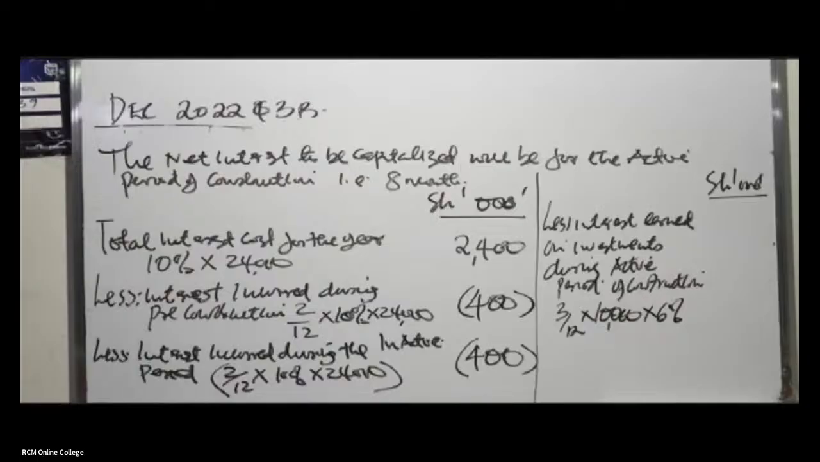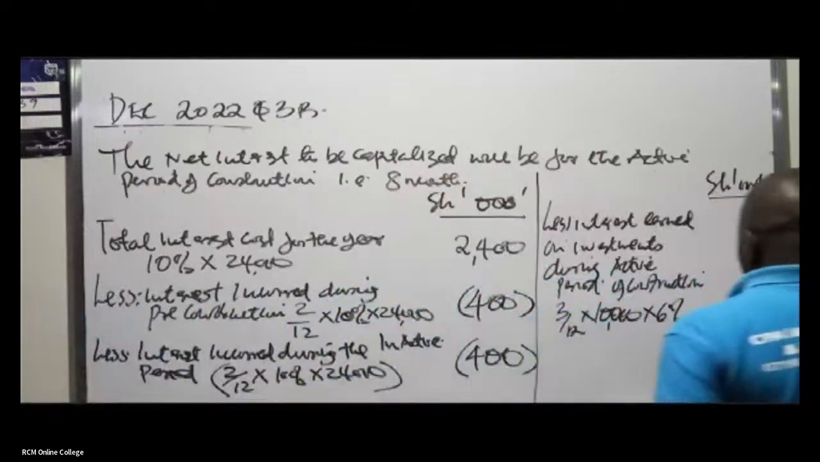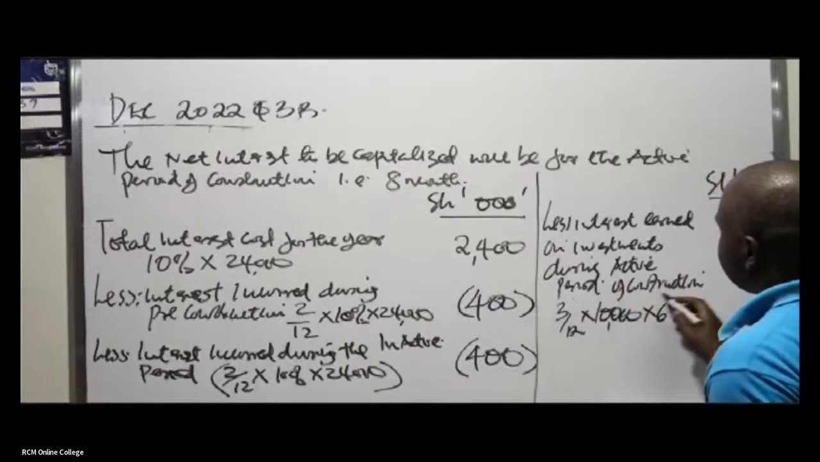6% of 10 million multiplied by 3 out of 12. It is 3 out of 12 multiplied by 10 million multiplied by 6%. What do you get? Confirm your figure there. It is 150. So you need to be very keen. It is 150. Remember, in this case, it is during the active period of construction.